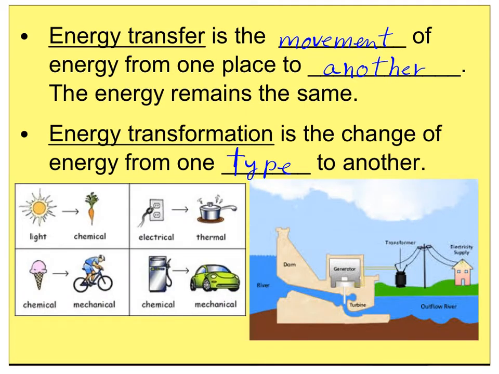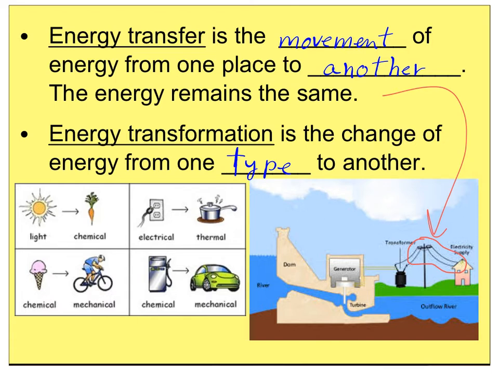So an energy transfer is the movement of energy from one place to another, and the energy remains the same type. On this diagram, when electricity travels on the wires, it travels very long distances, but it's always the same type. It's always electrical energy. So that's an energy transfer.